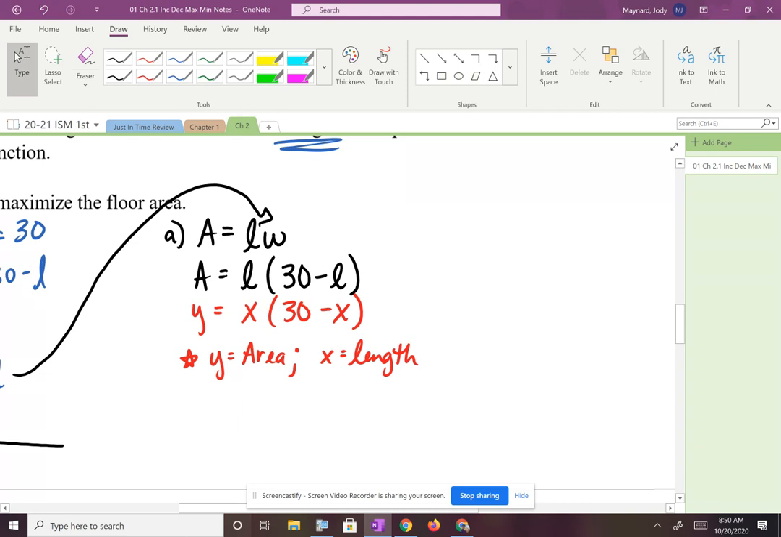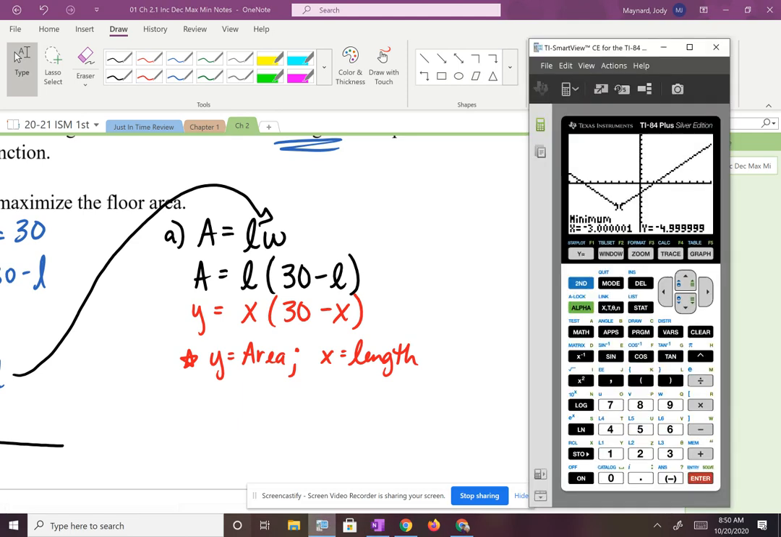No. So it should be all real numbers, but let's double check that. So I'm going to go ahead and put this in my calculator. You go ahead and do the same thing. So Y equals, okay, I'm just going to turn it off. You can just clear it out of Y1. So I want X times 30 minus X.